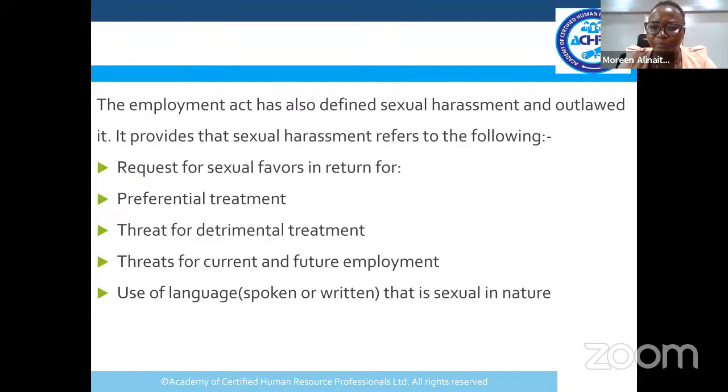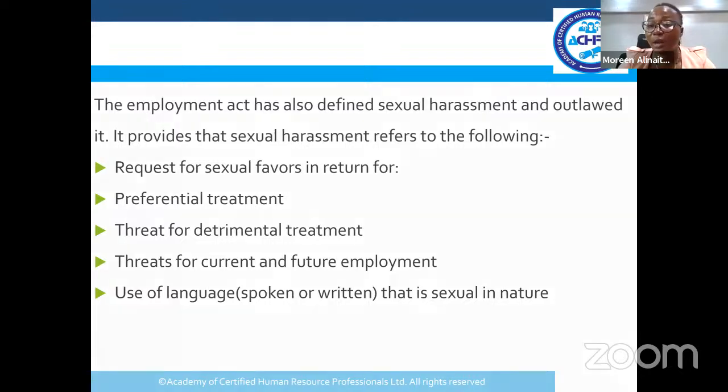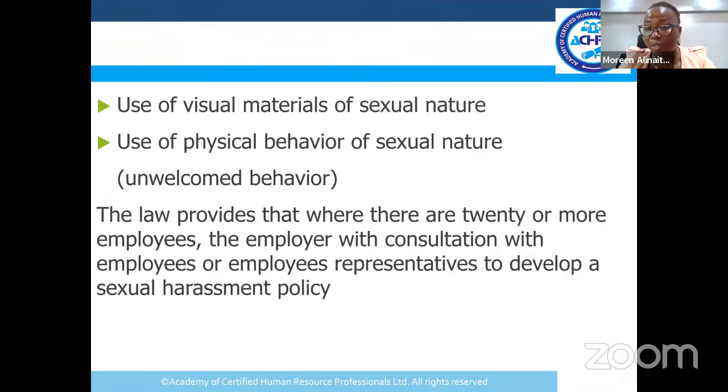Now, if you use any language, spoken or written, that is sexual in nature, it is considered to be sexual harassment. I don't want to go so much into details of that. Use of visual material of sexual nature. Use of physical behavior of sexual nature or unwelcome behavior.